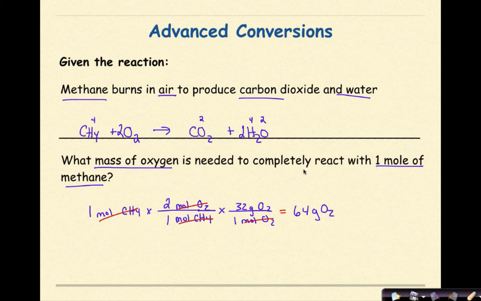And I'm not going to worry about significant figures here. Let's see. Let's make this 1.0. So 64 grams of oxygen as my final answer.